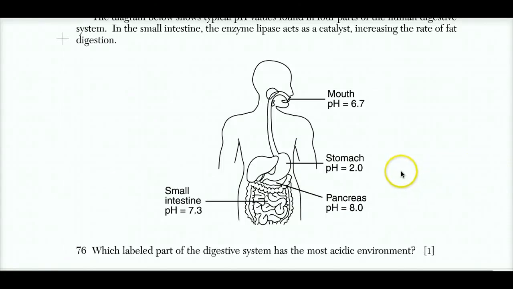Looks familiar, doesn't it? Which labeled part of the digestive system has the most acidic environment? Okay, if you're very acidic, as you should know, your pH is lower.